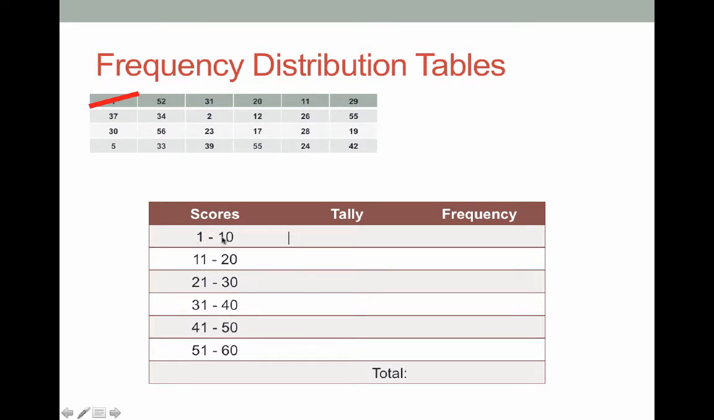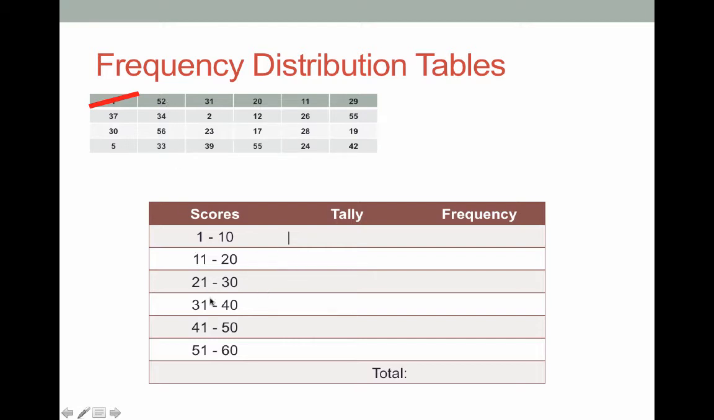Now a class is a group of numbers that are always the same size in each row. So these classes are 10 numbers big. This one goes from 1 to 10. The next row goes from 11 to 20, 21 to 30, 31 to 40, 41 to 50, and then 51 to 60. You'll notice that the last number in each row is one before the first number in the next row. That's very important. We need to make sure that every number that is in our table has a specific row that it goes into.